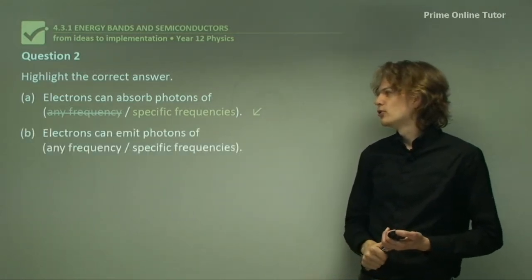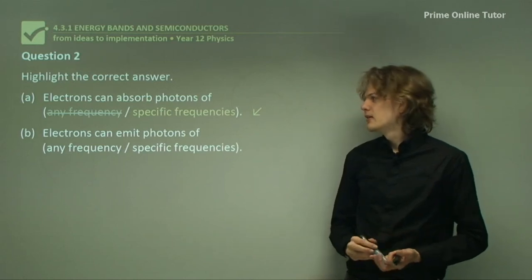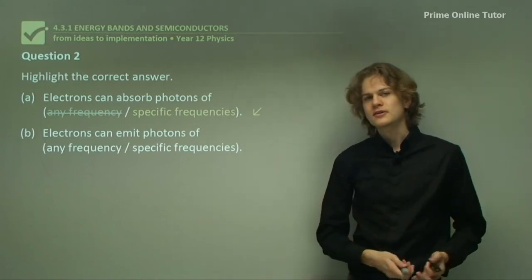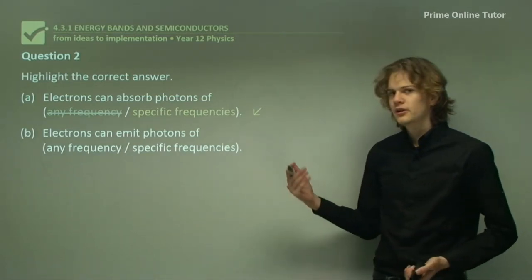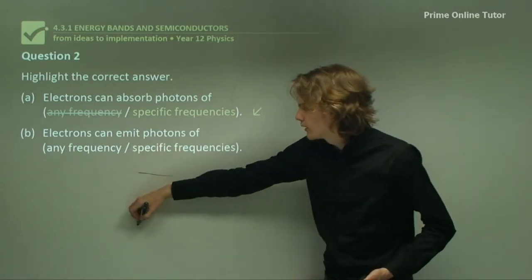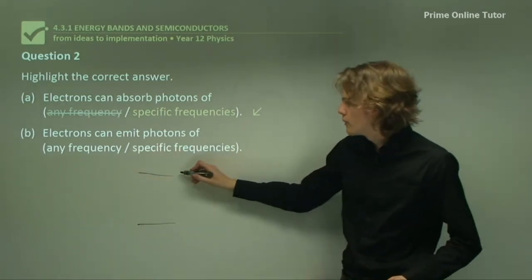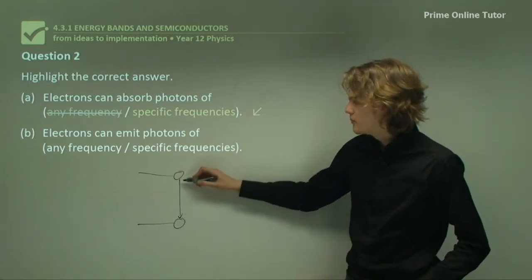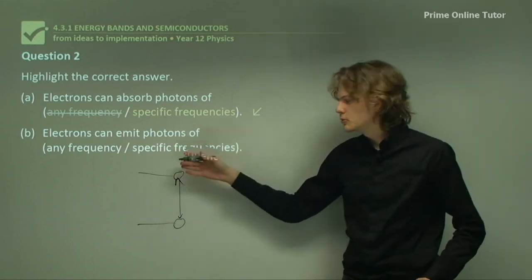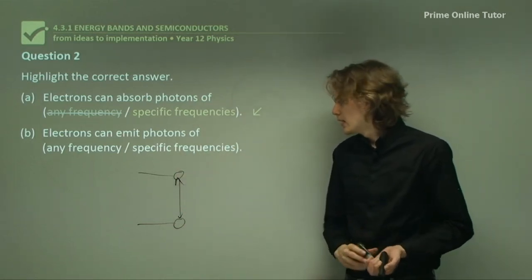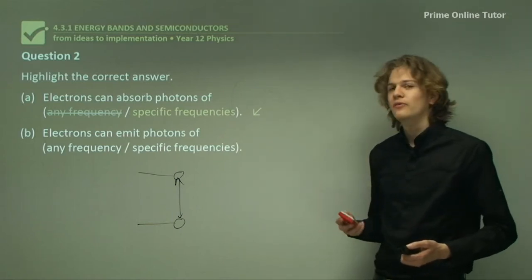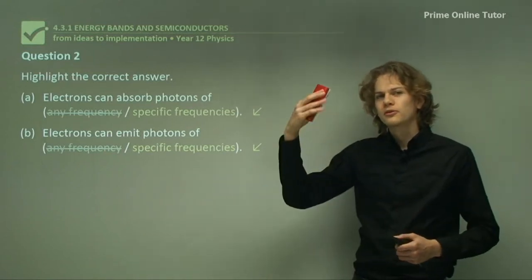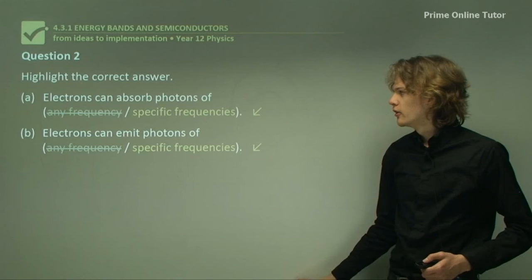Well, what about emitting photons? So our question here is, which is correct: electrons can emit photons of any frequency or specific frequencies. Well, once again, if we consider the energies, an electron can only jump from an allowed energy level to another allowed energy level. It can't emit any photon aside from this one here if it jumps between these two energy levels. And so we see that electrons cannot emit photons of any frequency, but only the frequencies that correspond to jumping from one energy level to another. So this is the correct answer.